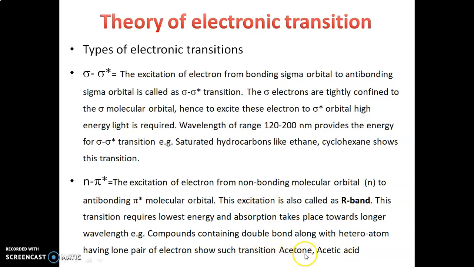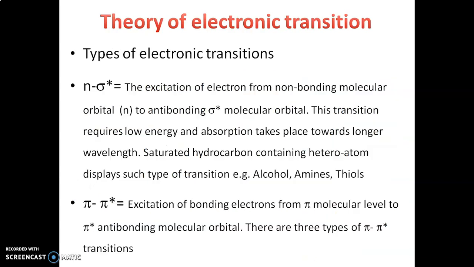For example, acetone, acetic acid, then aldehydes, such kind of molecules in which there is a presence of heteroatom along with the olefinic bond, double bond or triple bond. Such molecules will carry out the n to pi star transition.